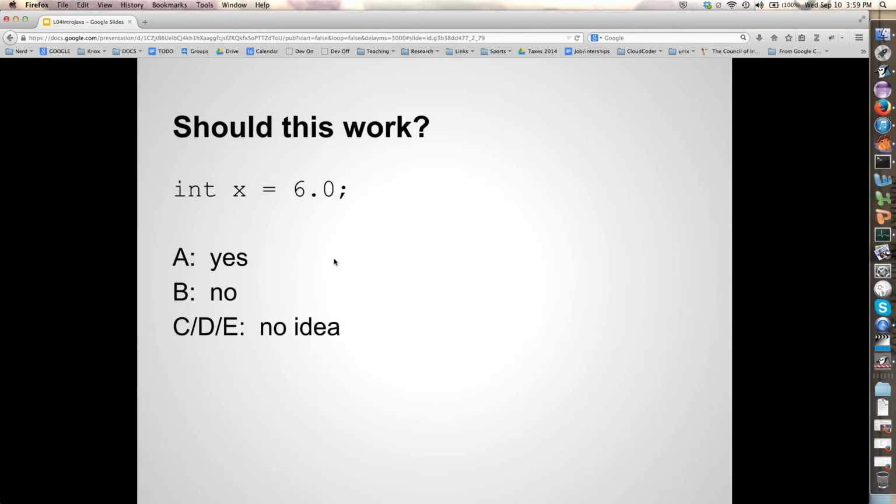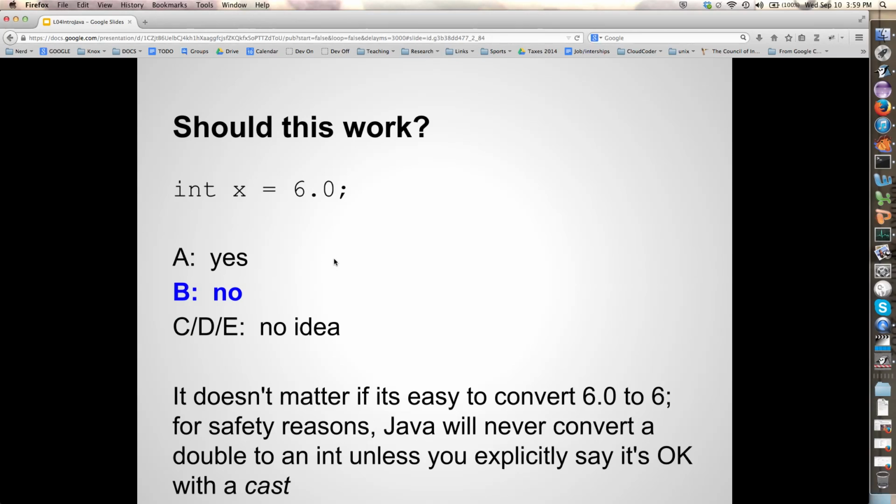So how about this? Should this work? We're going to say int x, and assign it 6.0. Hopefully you came up with no. Now, as humans, we can look at this and say, well, 6.0, that's the same as 6. That's true if you're a human and you're smart, but a pretty dumb computer, which computers are, is not able to figure this out. Java's very conservative about this. It's like, look, this is a double, I see a decimal point, I'm nervous about that. Java's not going to allow that without an explicit acknowledgement from the programmer that it's going to be okay. This is called a cast. We'll see those.